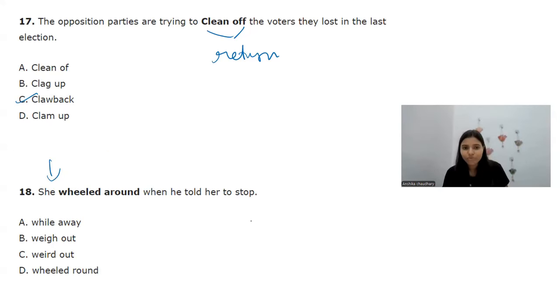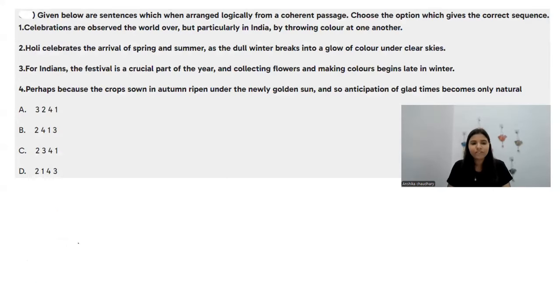She wheeled around when he told her to stop. So it should be replaced by wheel round, that means instant stop. So as he commanded her to stop, she just stopped instantly, right? So wheeled round will be the correct phrasal verb for this. Let's move on to the next question.